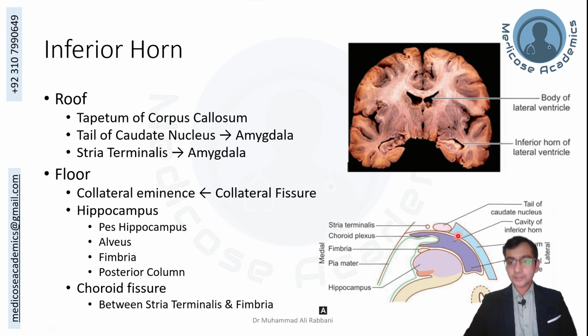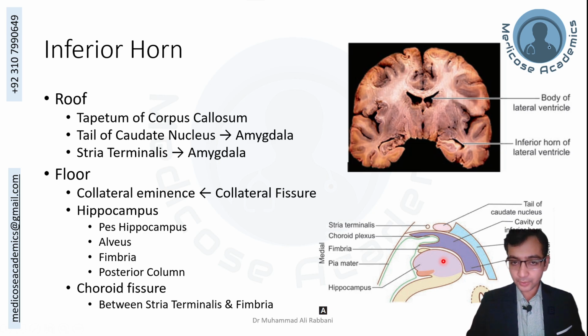So this was the structure that we were seeing right here. This was the inferior horn of the ventricle, and on its inferior aspect you saw the hippocampal formation. It included everything: the pes hippocampus, the expanded portion, and the alveus, the white matter covering it. On the superomedial aspect there was the fimbria, which expanded into the posterior column. So these are all the structures present.